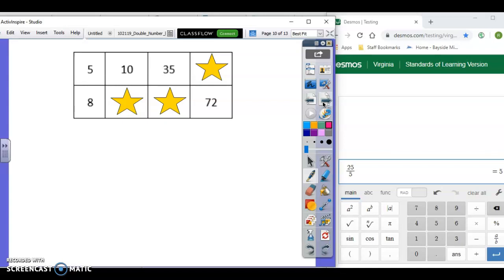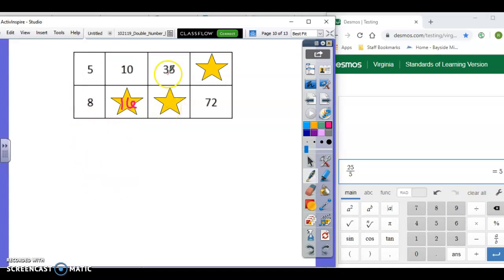All right. So here's our first missing star. To go from 5 to 10, I know that's times 2. So I come down to the same column and do the same thing. So that one's going to be a 16. Okay, let's move to the next star right here.